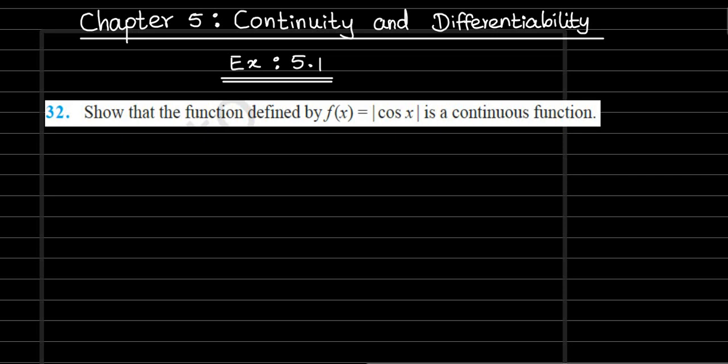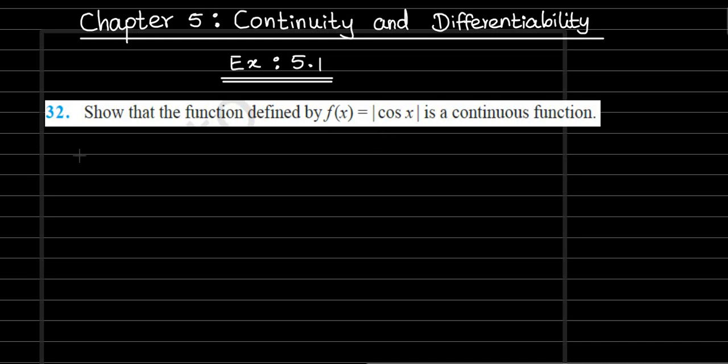Show that the function defined by f(x) = |cos x| is a continuous function. Here they're asking us to prove that the given f(x) is continuous for all real values, because the indicated point is not given. One thing you notice: f(x) is modulus of cos x, which is a combination of two different functions. First, I will explain how, then we can move on to the solution part.